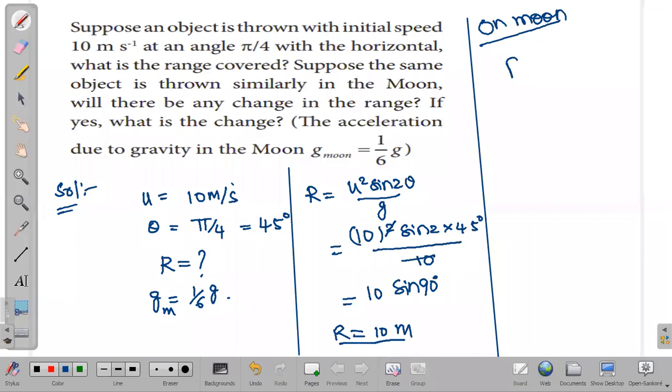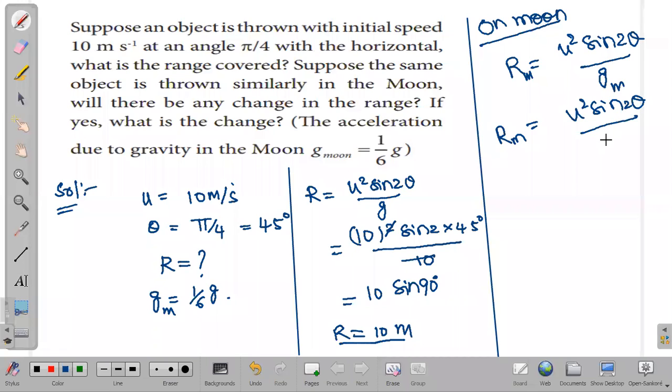What is the horizontal range formula? Same: U square sine 2 theta by G. Remaining all they have mentioned as same. So G became G moon, right? This R is on the surface of moon. Now range on the surface of moon is equal to U square sine 2 theta by G moon, where G moon is G by 6. Since it is in the denominator, this 6 will go up. So 6 into U square sine 2 theta by G.